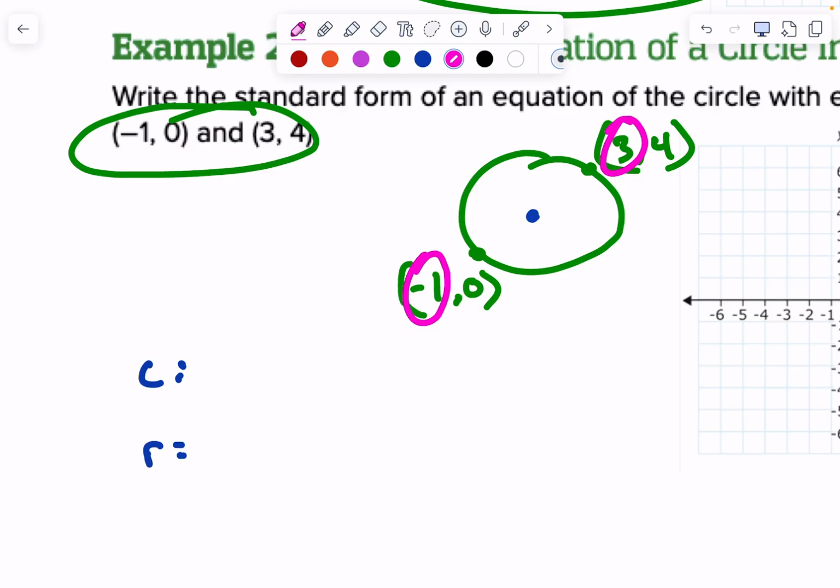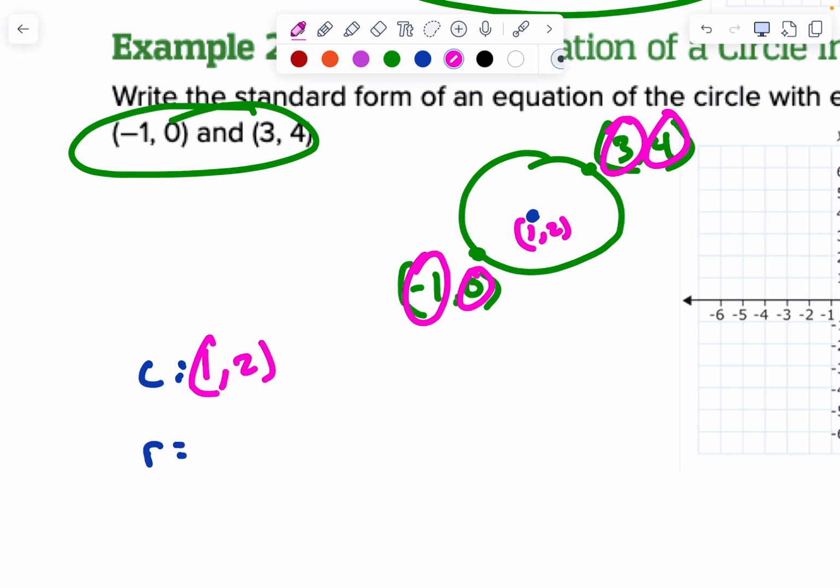We average them together, which means we add. Negative 1 plus 3 is 2. 2 divided by 2 is 1. 0 plus 4 is 4. 4 divided by 2 is 2. So the center is at (1, 2). Yes. And the radius. Okay, so this is (1, 2).